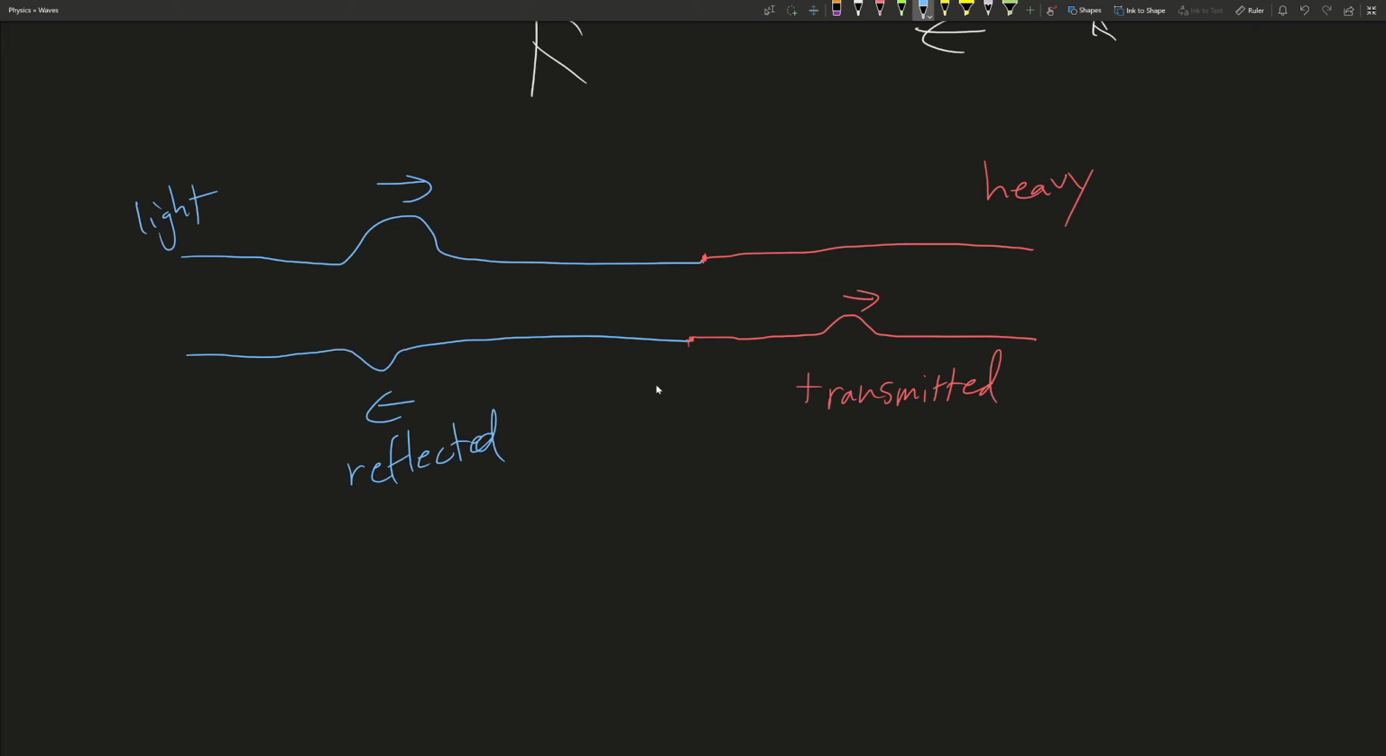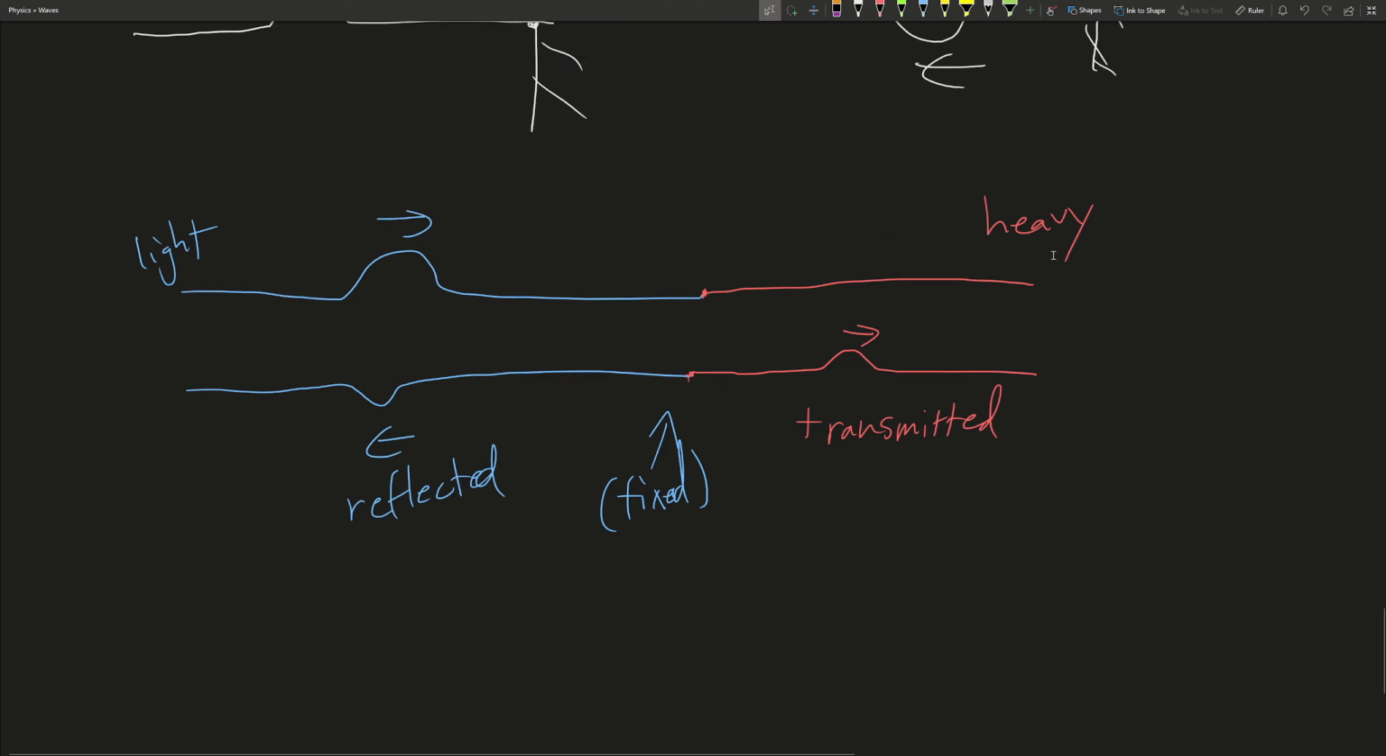And it acts as if this is fixed. So this end of the string is almost fixed to a wall, but it's not really a wall, so it's not fully reflected. But by conservation of energy, since it's not fully reflected, part of the wave gets transmitted through, and part of the wave gets reflected and inverted because it acts like a fixed wall.